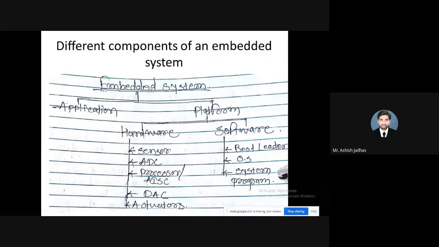So when I talk about IoT, its first component is embedded system, and if I talk about components of embedded system, it is divided into two major groups. One is application, second one is platform. Now in embedded system, we have those two categorizations, application and platform. Now this platform is divided into two groups. One is hardware, one is software. Now can someone tell me what are the different embedded system platforms that you know?